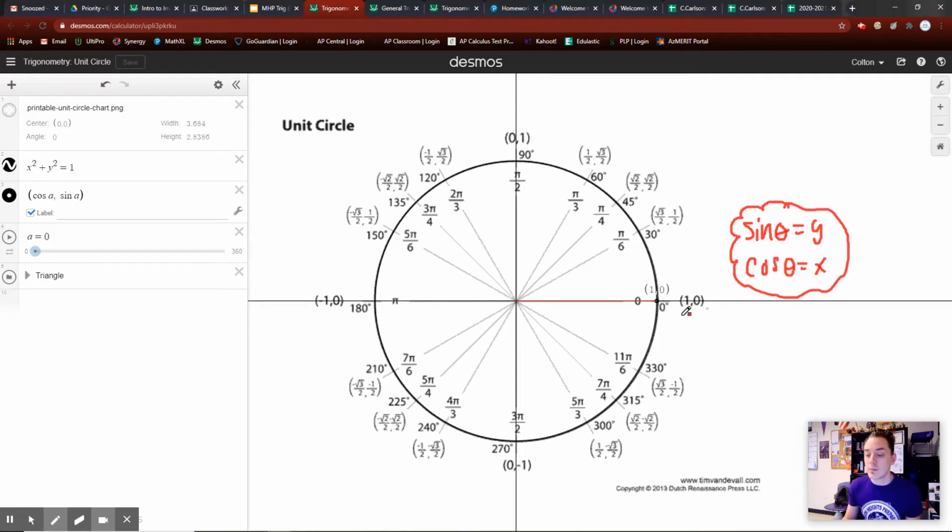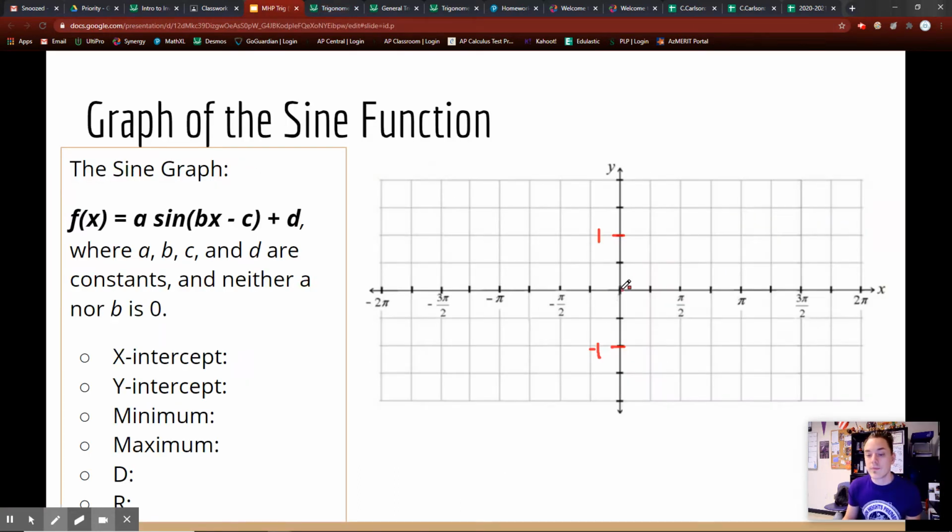So look at my y-coordinate here. Sine of theta equals something. So let's just look at sine of 0. Sine of 0 radians, the angle measures 0. What do I have? Well, I look at this point. I look at this evaluation. These points are evaluations. What is that y? That y right here is 0. So what is sine of 0? Sine of 0 is 0. So I'm going to put a dot right there.